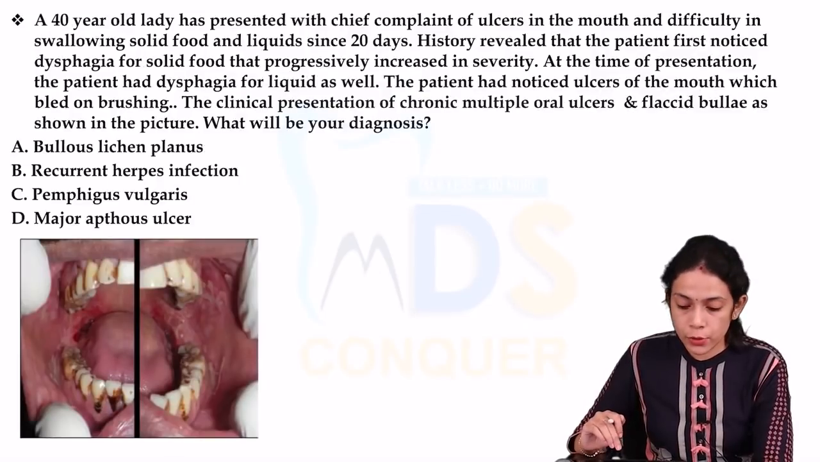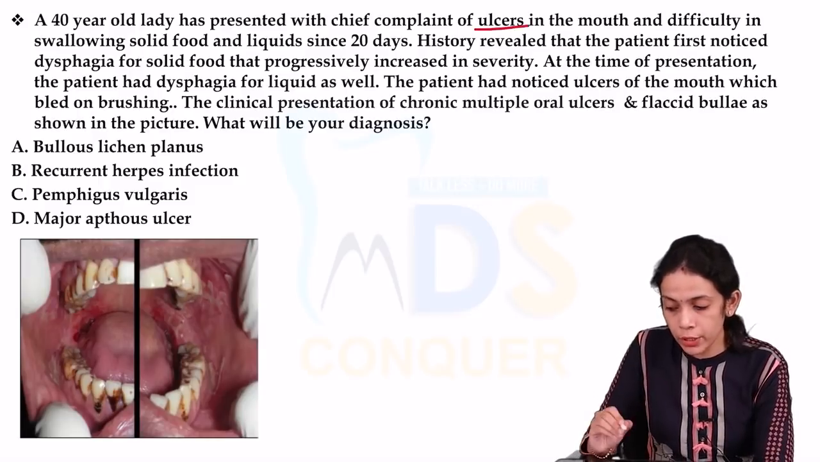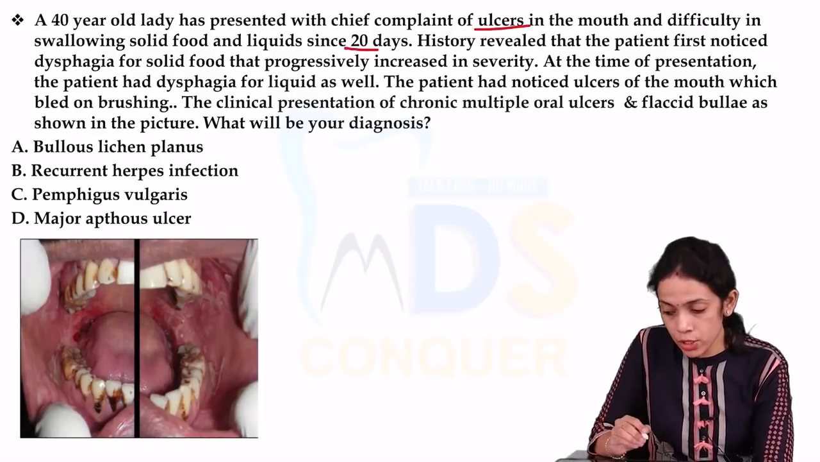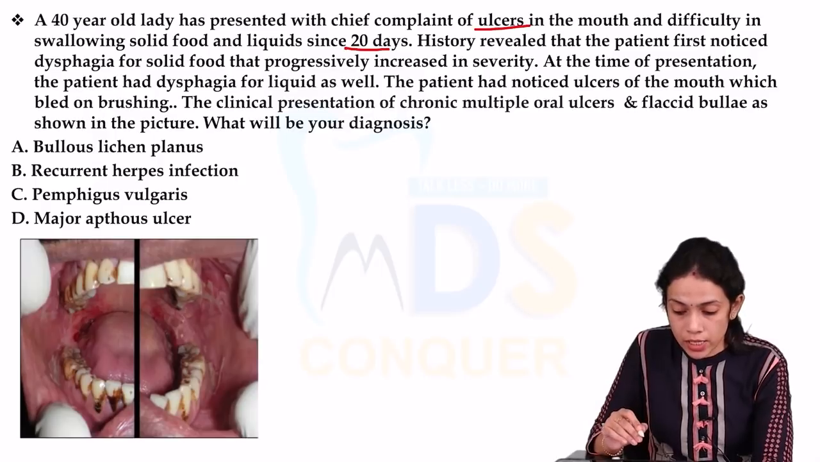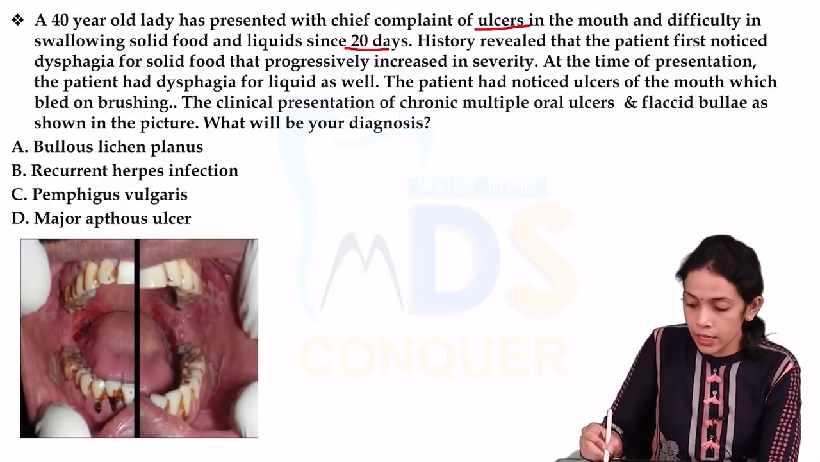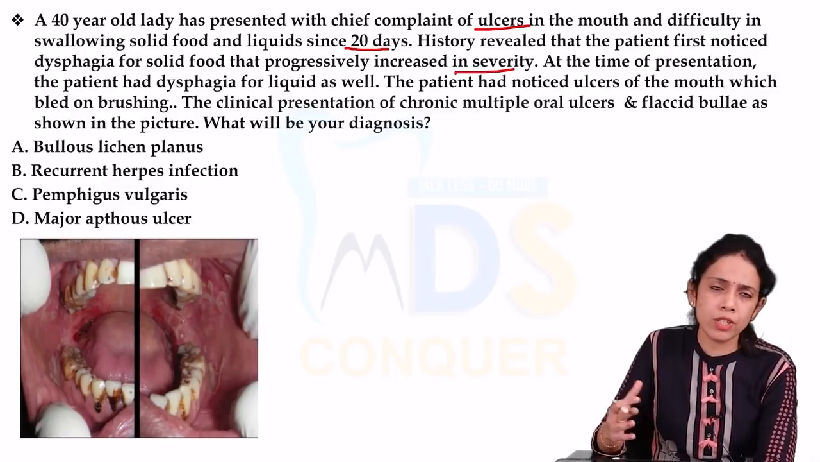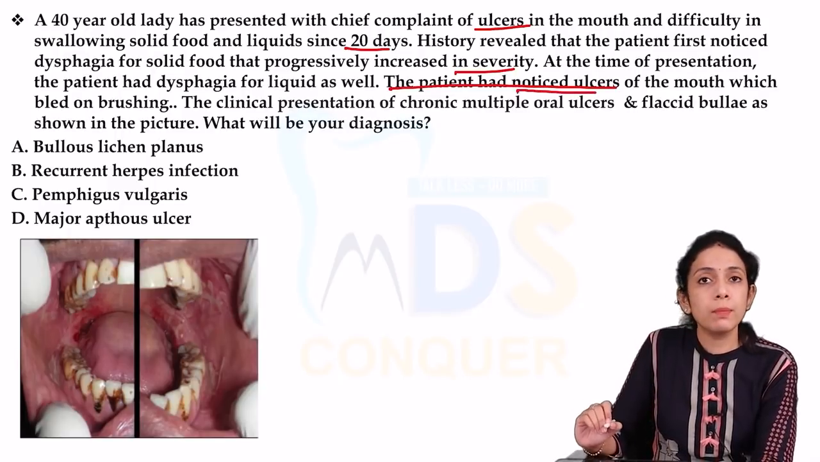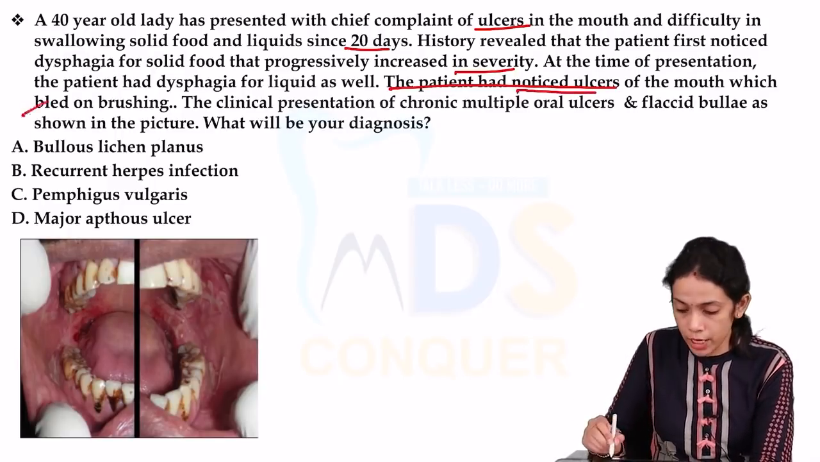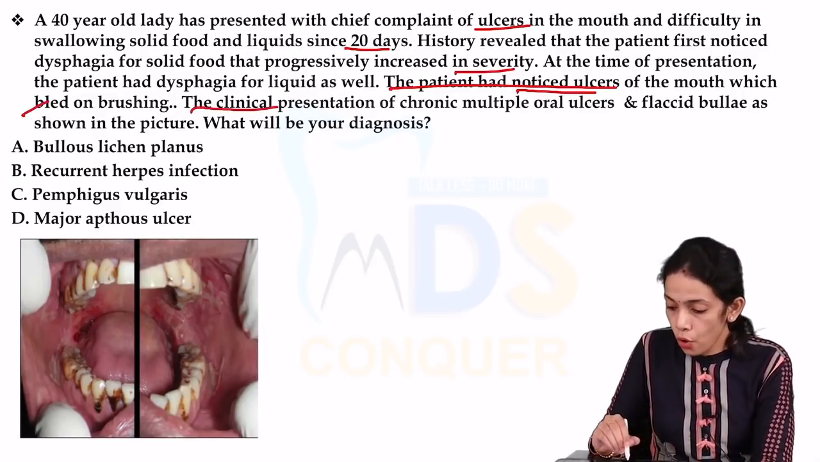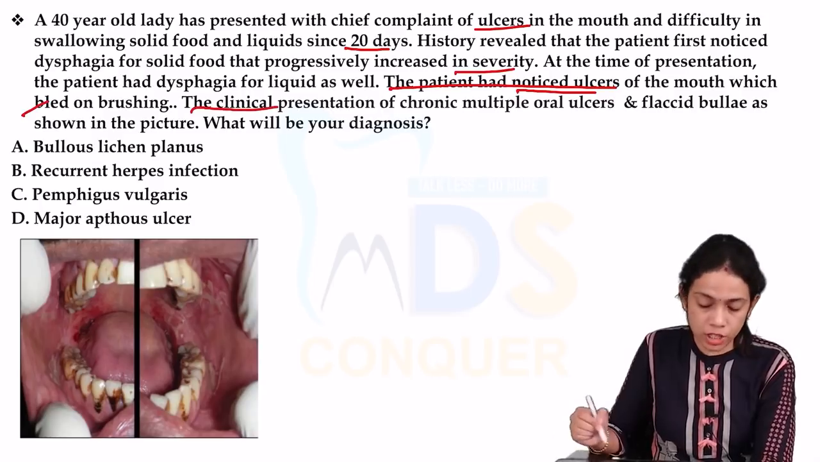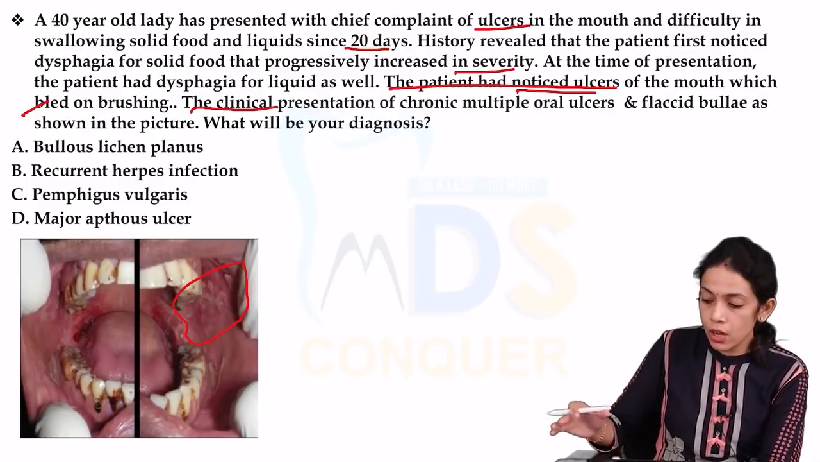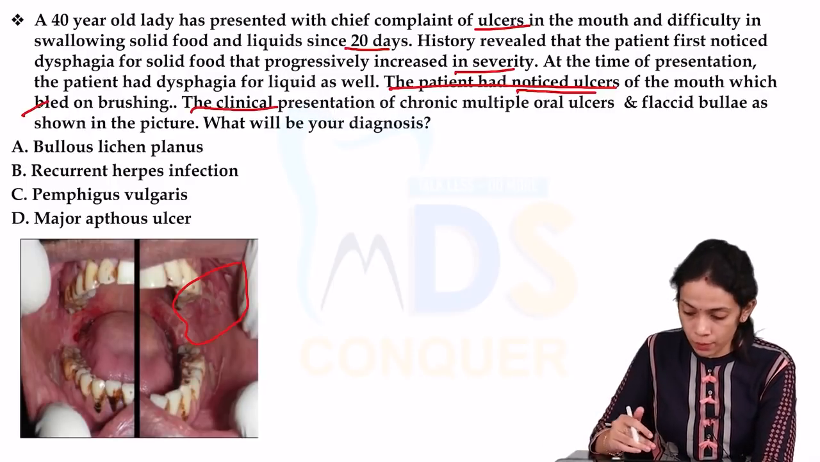Okay, so the next case is of a 40-year-old lady who has presented with the chief complaint of ulcers in the mouth and difficulty in swallowing food, solid as well as liquid, since 20 days. History has revealed that the patient has noticed dysphagia for solid food that has progressively increased in its severity, and at the time of presentation the patient is also having dysphagia for liquid food as well, and has noticed multiple ulcers which were bleeding on brushing. The clinical presentation of the chronic multiple oral ulcers and the flaccid bullae is shown in the picture, as you can see.